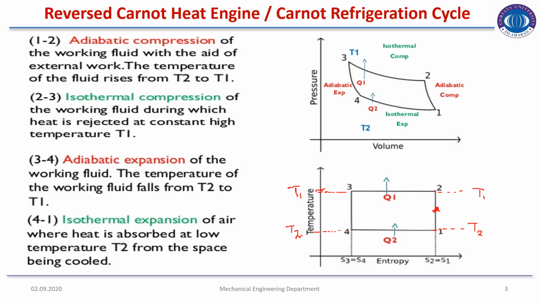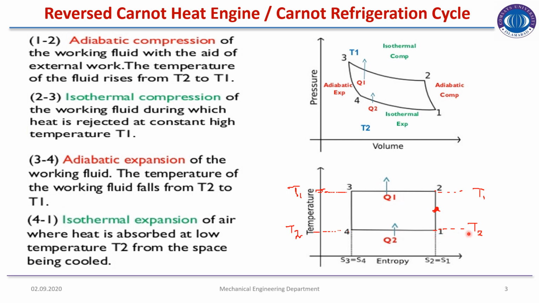Now you can compare this TS diagram with the PV diagram as well. For process 1 to 2, that is an adiabatic compression. Reversible adiabatic is also an isentropic process in which entropy will remain constant. Therefore it is written as S2 is equal to S1. So at states 1 and 2 the value of entropy is the same, whereas temperature increases from T2 to T1. You will see that there is a rise in the temperature.